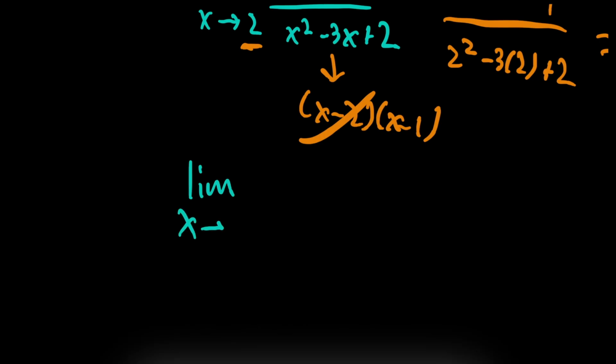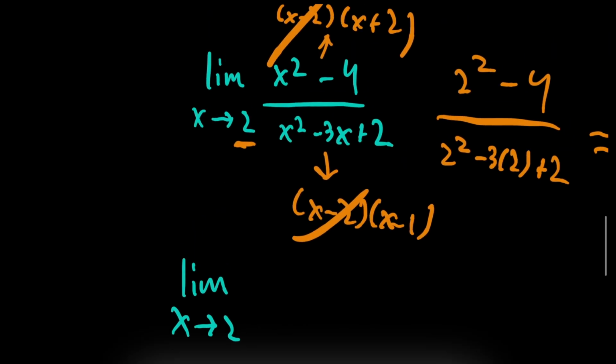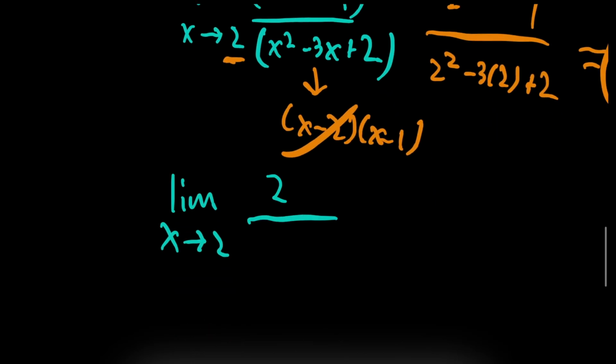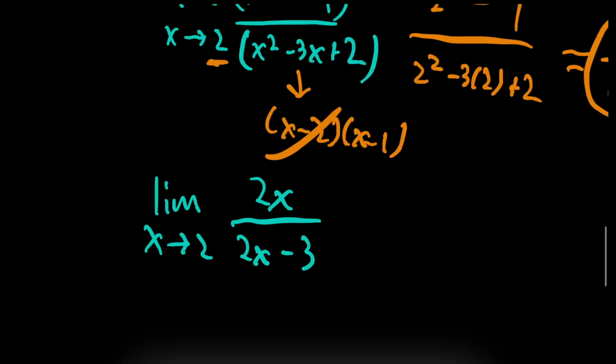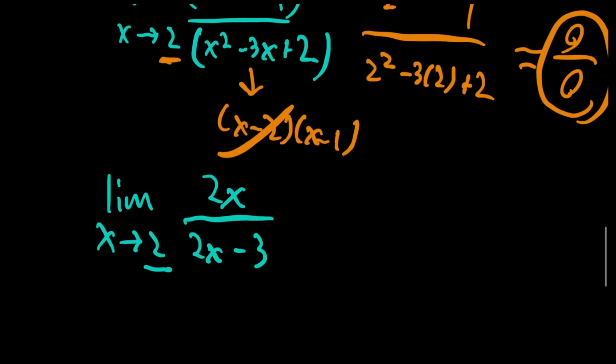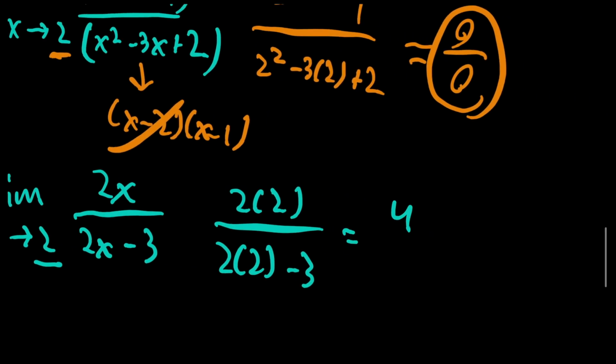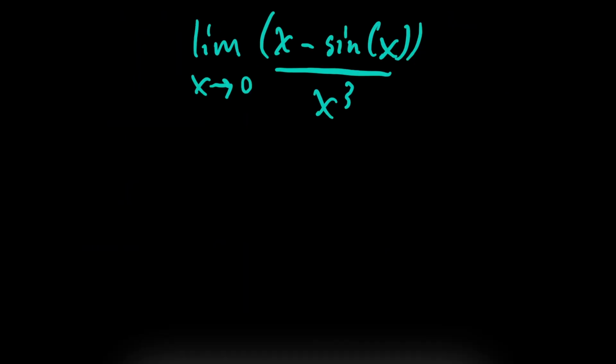So the limit as x approaches 2 is equal to the derivative of this expression over the derivative of this expression, which is 2x over 2x minus 3. And if we were to plug in the value 2 here, we would get 2 times 2 over 2 times 2 minus 3, which is equal to 4 over 4 minus 3, which is equal to 4. All right, let's do something a little bit more hands-on this time.